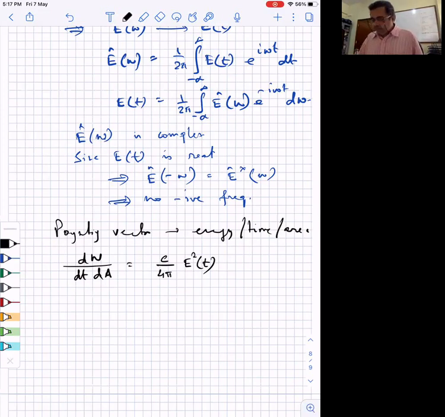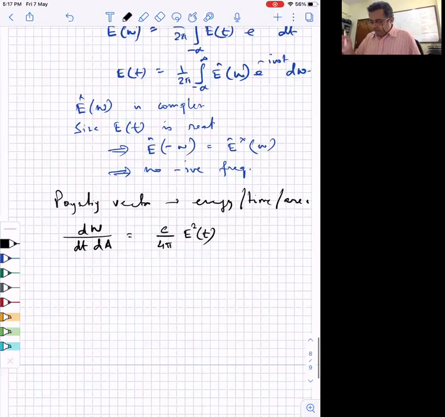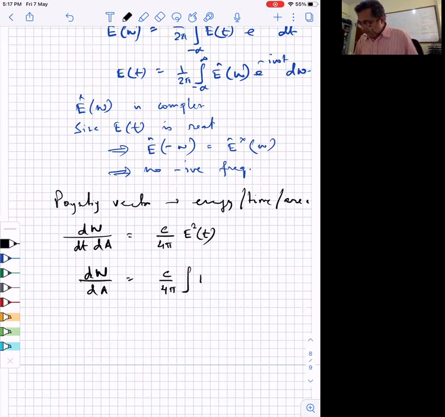So now this is the energy per unit time per unit area. I can write it down in the total, so you can integrate this. Okay. So if I integrate, then dW/dA will be c/4π times the integral of E squared(t) dt.